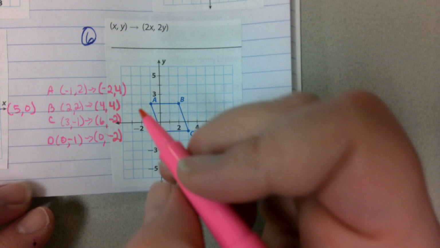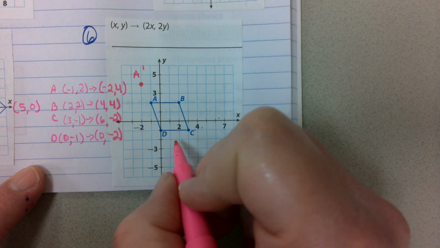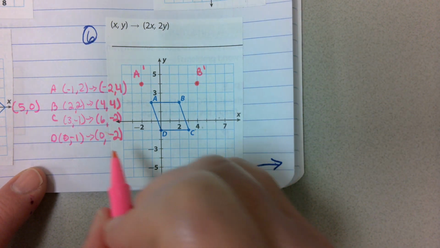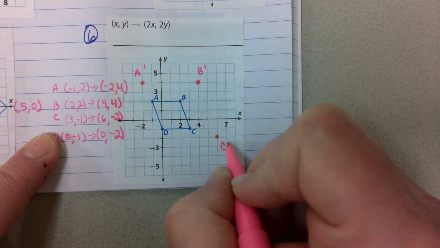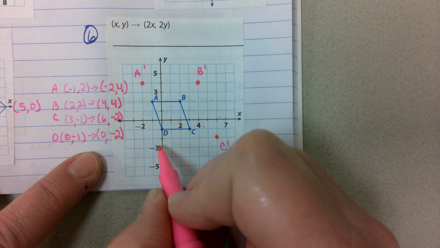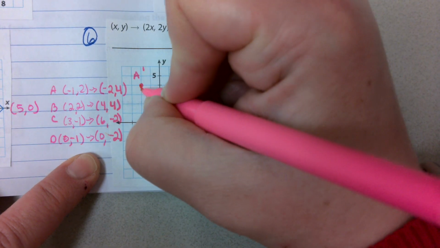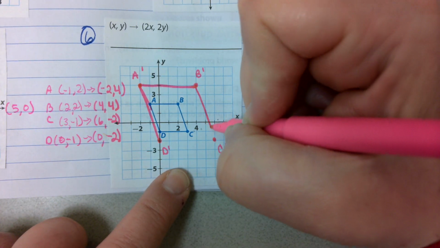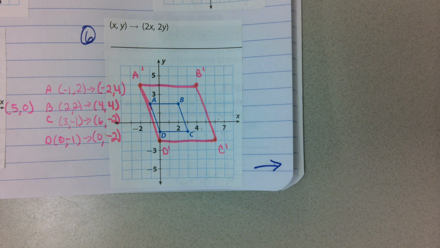Now I just need to plot my points again. So A prime is -2 up 4. B prime is 4, 4. Okay. C prime is 6, -2, over 6 down 2. D prime is 0, -2. Again, we're going to plot our points. I should be using a ruler, I told you. All right. And there is our figure after it has been dilated.